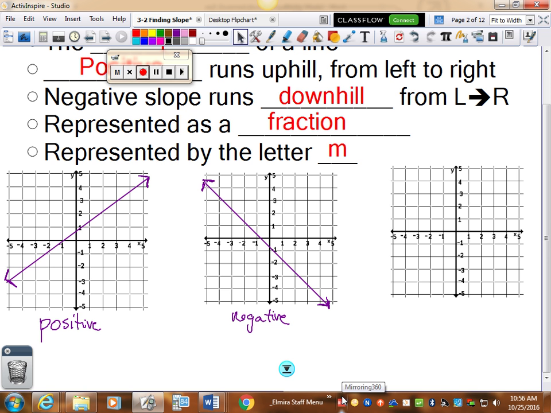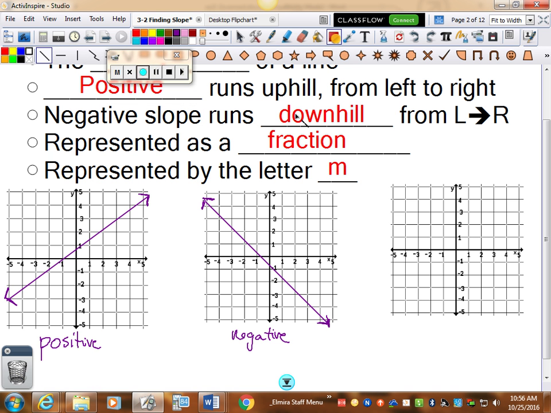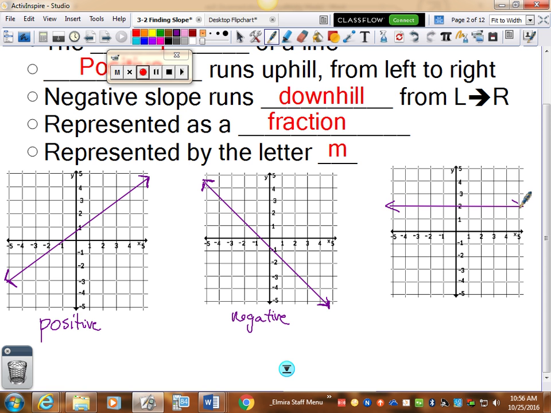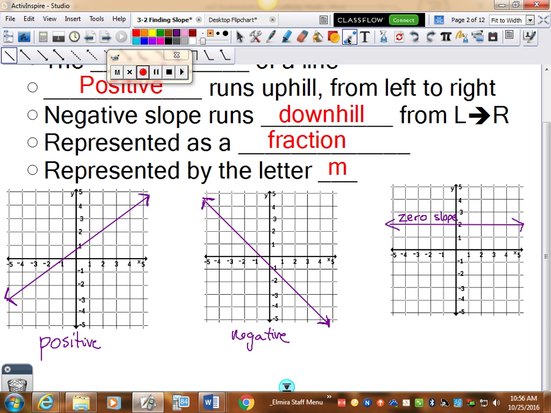On this last graph, I want to draw two special situations. If I have uphill slope, those are positive numbers. If I have downhill slope, those are negative numbers. Well, what's between positives and negatives? 0, right. So a line that is not going uphill and not going downhill, we would consider that 0 slope. It's flat.